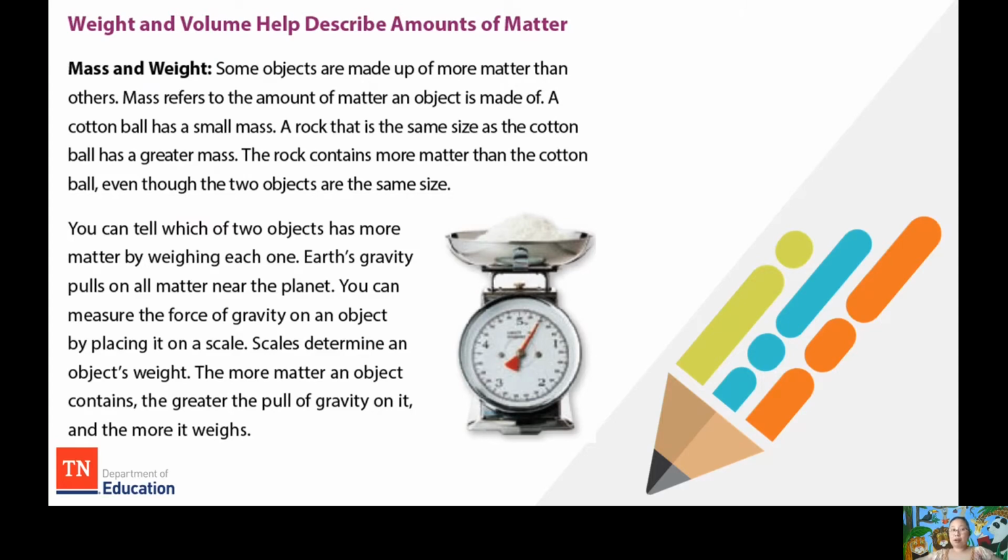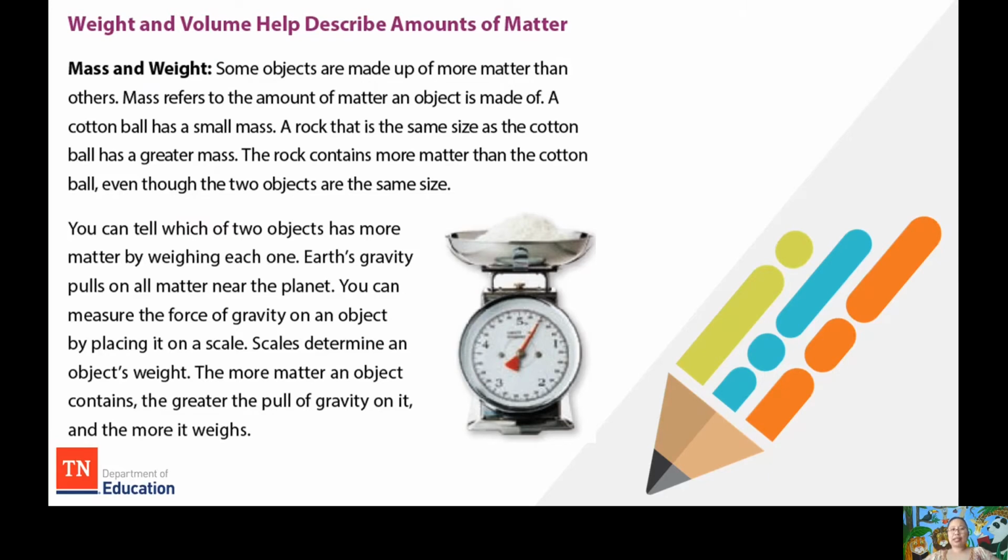Okay, so I can picture a cotton ball, and I know they're pretty light, so if it's light, then it has small mass. It doesn't have as much in it. A rock that is the same size as the cotton ball has a greater mass. So the rock's going to be a little bit heavier. The rock contains more matter than the cotton ball, even though the two objects are the same size.